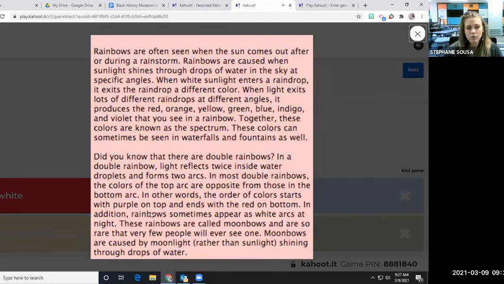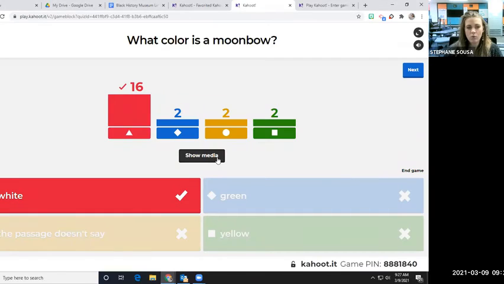In addition, rainbows sometimes appear as white arcs at night. These rainbows are called moonbows. Moonbows are white, like the moon.